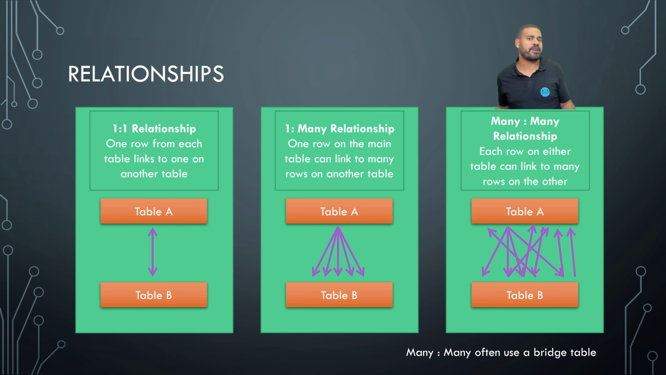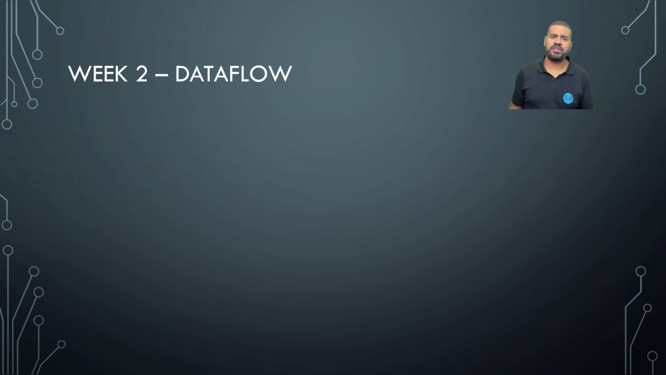They can help you navigate the minefield that is your relationships. So have you got one-to-one relationships, one-to-many relationships, or the dreaded many-to-many? Now, of course, in our data set, we've got a many-to-many, so we're going to have to use a bridge table. So what are we going to do now in week 2 when we're looking at data flows?